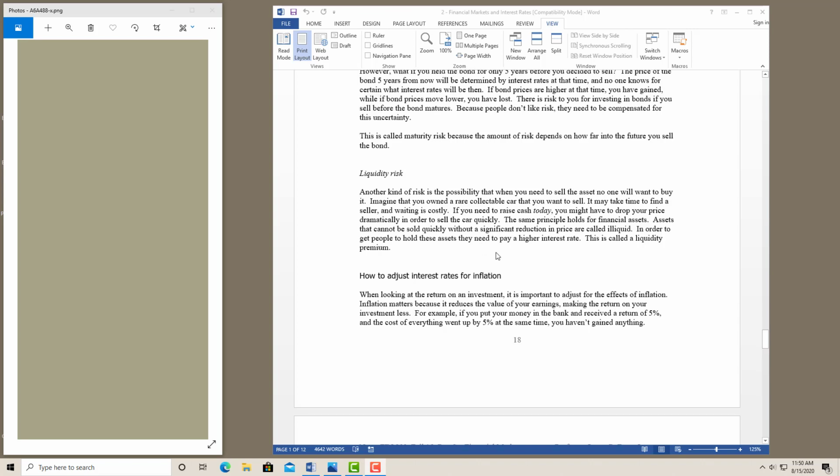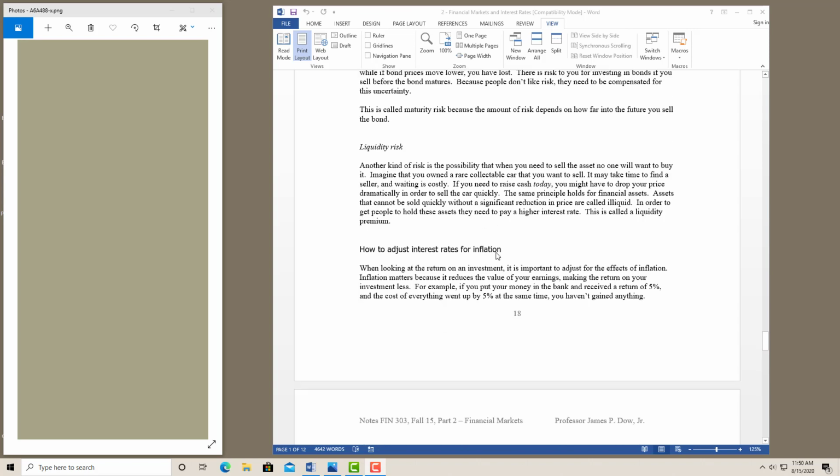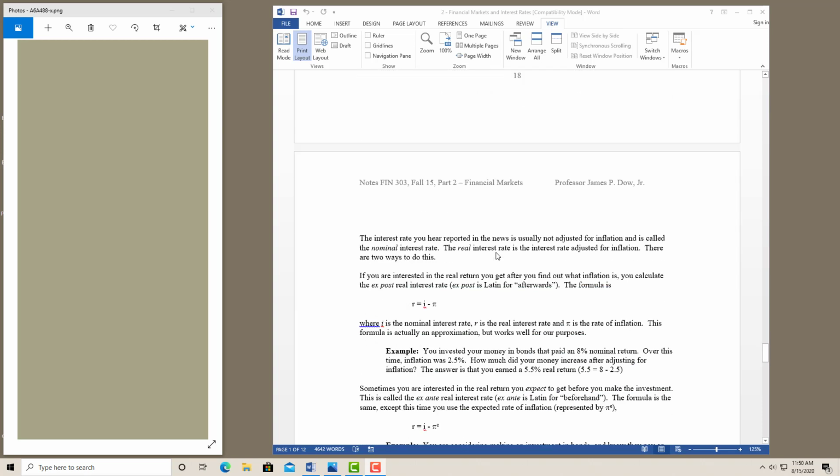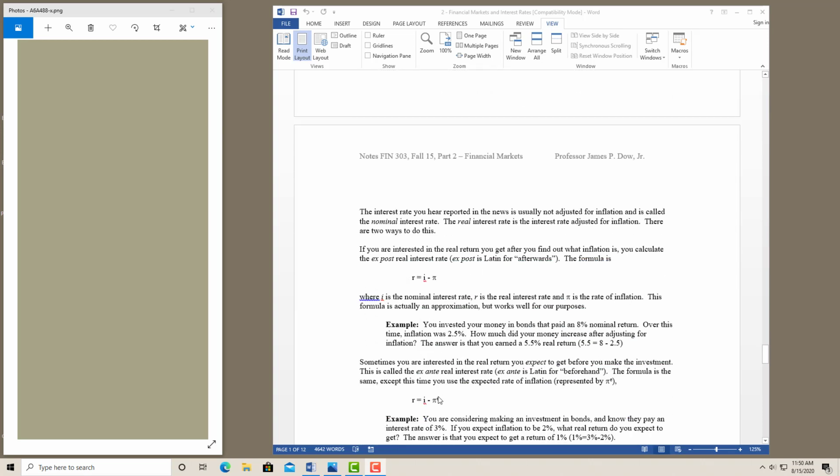Another thing we have to look at is adjusting interest rates for inflation. And so we have a couple equations here, this one, and they look pretty close. And so it's useful to kind of walk through what we're talking about in words.